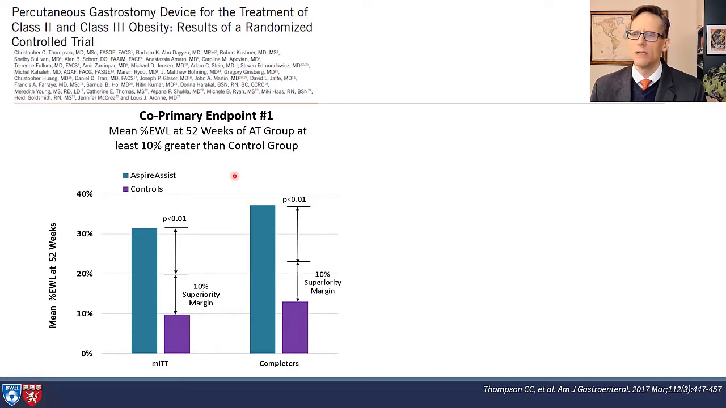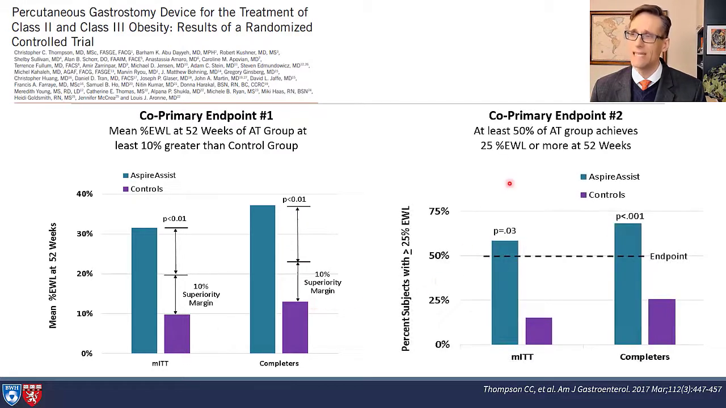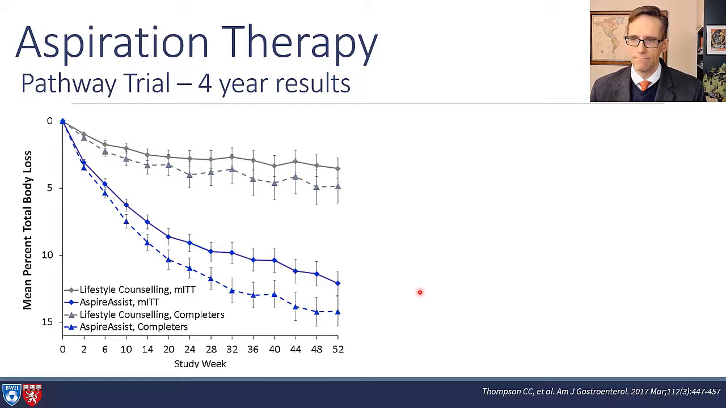Looking at their co-primary endpoints, the first one is percent excess weight loss above the control group, and you can see here in the intent-to-treat analysis and the completers, they clearly met that with over 30% excess weight loss compared to a much lower number in the control group. Additionally, there was at least a 50% responder rate based on a 25% excess weight loss cutoff in both the intent to treat analysis and the completers analysis, and much better than the control in purple. The longer you use this device, the more weight you lose, as seen here. It doesn't seem to plateau off, which is encouraging.